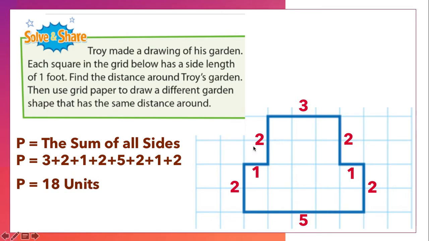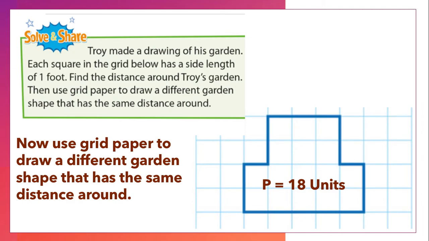This would give us how many units? Well, when we add them all together, we get 18 units. But in this case, it says that each side is 1 foot. So instead of using units, we would say it is 18 feet. Now, using your grid paper, you can make your own shape that has 18 feet or 18 units around.